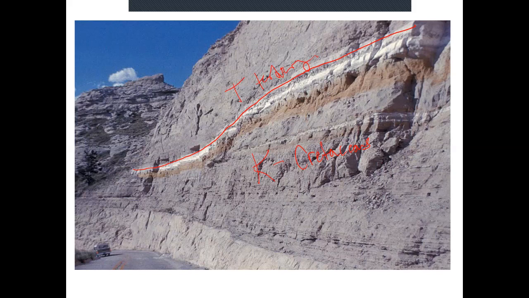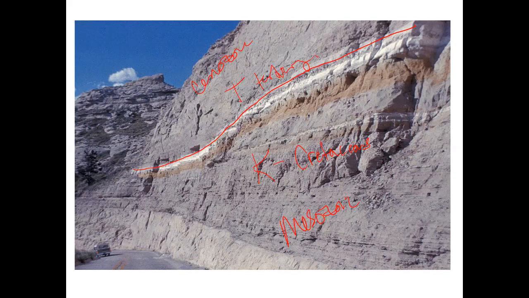Cretaceous is the last period of the Mesozoic, and the Tertiary is the first period of the Cenozoic. So the Mesozoic is known as the age of reptiles, right? That had the Triassic, Jurassic, and the Cretaceous in it. The Cenozoic is the age of mammals. So we currently live in the Cenozoic.